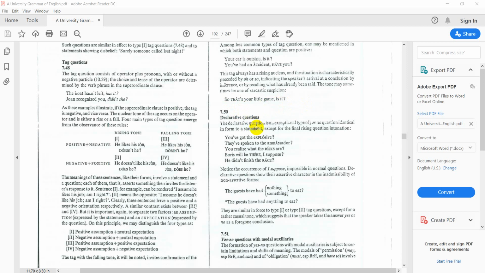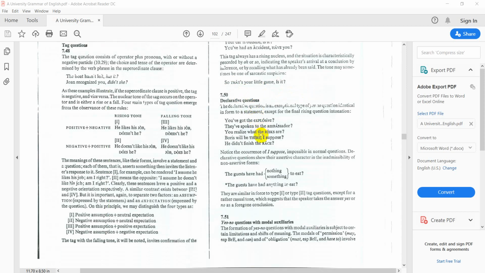Okay. Now we reach another type of question. Another type of yes-no questions, which we call declarative questions. The declarative question is an exceptional type of yes-no question, identical in form to a statement. So as you see, it is exactly like a statement. Because in a yes-no question, as you know, we have to bring the operator and put it before the subject.